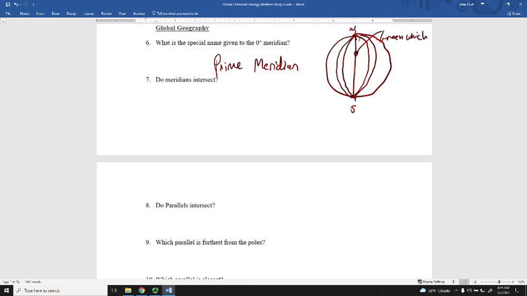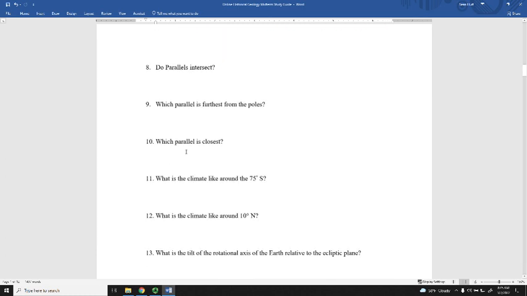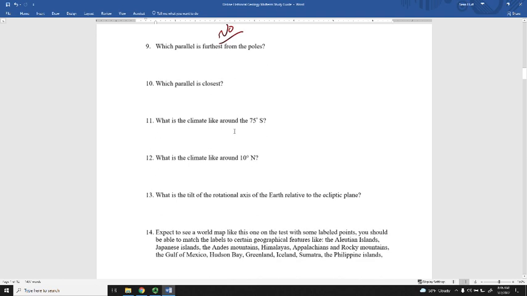Now, the other things are the lines of latitude, right? Those are called parallels, and they go like that. And remember that they don't touch each other, okay? So do meridians intersect? Yes, they do. They intersect at the poles. Do parallels intersect? No, they don't. They're parallel, and that's what parallel means. It means they don't intersect, right?